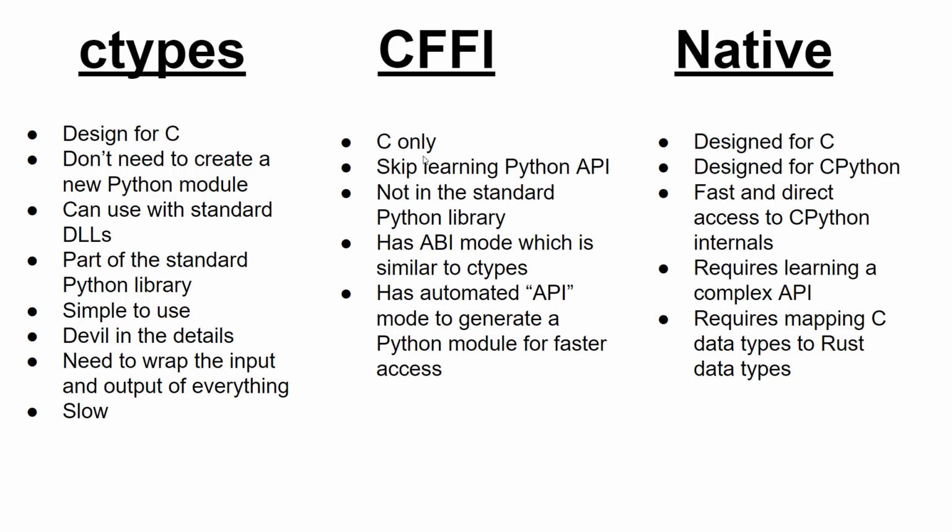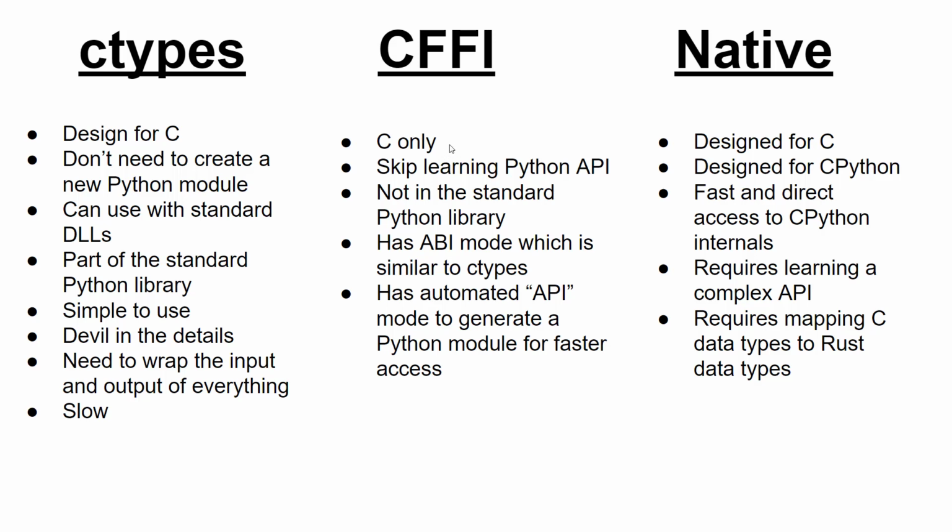CFFI is only for C. You don't have to learn the Python API, but it's not a standard in the Python library, and it has this ABI mode, which is similar to ctypes, but it also has an automated API mode to generate a Python module for you for faster access. So if you don't mind using a third-party library, CFFI could be a way to get a higher performance than ctypes without having to know the full native API.